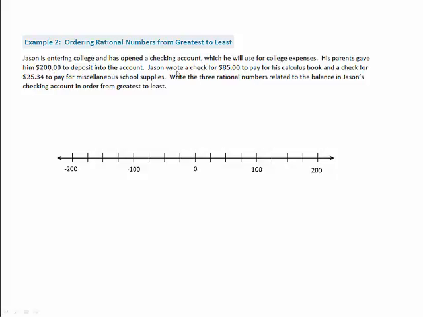Then Jason wrote two different checks. He wrote a check for $85 to pay for his calculus book, and a check for $25.34 to pay for miscellaneous school supplies like pencils and paper and notebooks and things like that. Anytime you write a check, that's going to be a negative. So we're going to write the three rational numbers and then put them from greatest to least. So $200 deposit, that's going to be a positive 200. And then he's going to write a check for $85, so that's a negative 85.